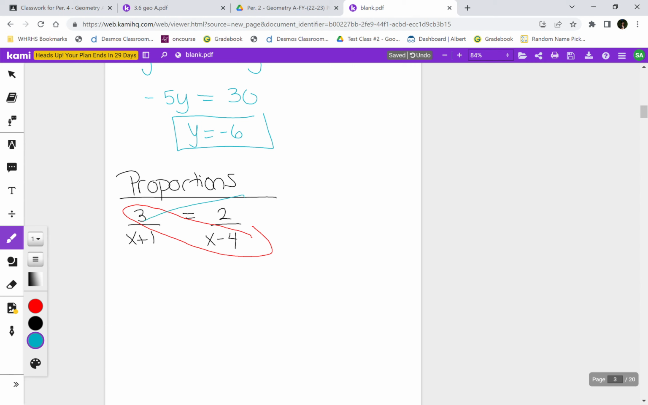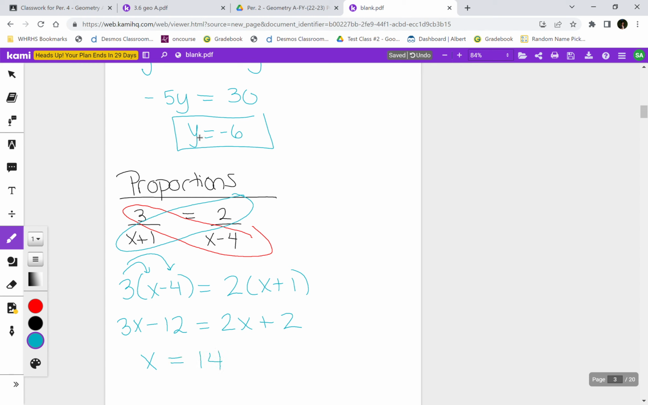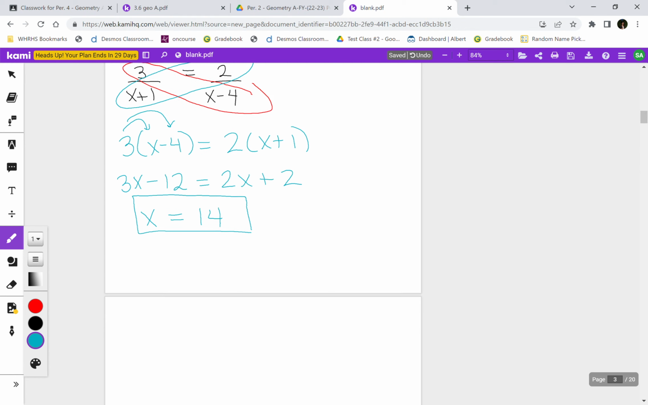And when you cross multiply, you're going to get 3 times the quantity of x minus 4 equals 2 times the quantity of x plus 1. Let's distribute this in. So we are 3x minus 12 equals 2x plus 2. And then we solve, so we're going to get x is equal to 14. There's no extraneous solution there. We are done with that. All right, we'll do one more and then we'll call it a day.